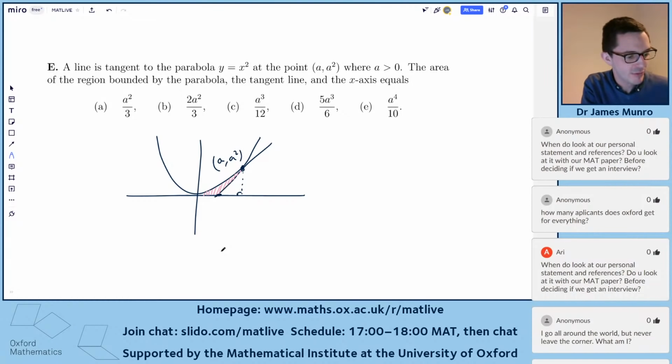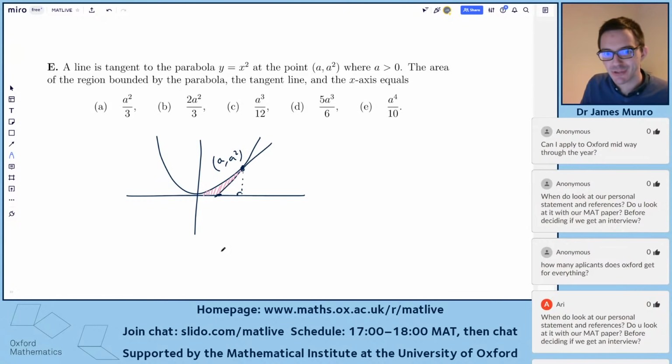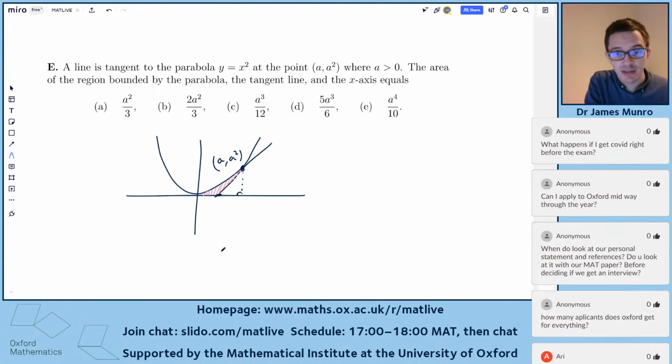Can I apply to Oxford midway through the year? No, sorry, we only have one round for the undergraduate courses, just one round, 15th of October, applying for the next year. That's when we do it. Once a year. If you get COVID, then maybe you're isolating, so maybe you don't get to take the MAT, and we'll have to make the decision based on the rest of your application.